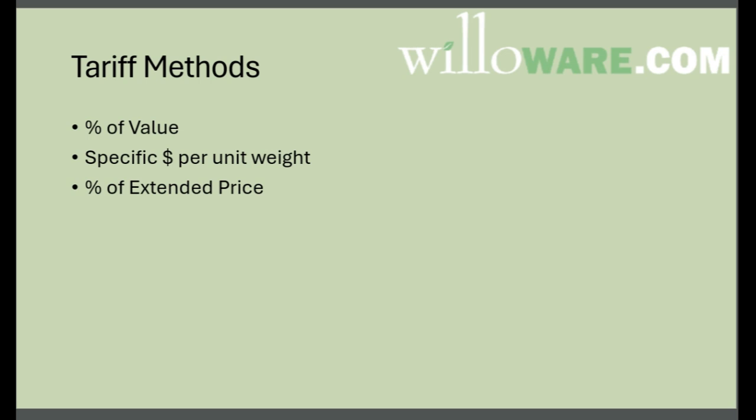There's a few different methods for how to calculate a tariff. There's percent of value, which is the cost of the item, so the actual cost or the standard cost. There's a specific dollar per unit weight, which we'll look at how this is calculated. It's actually just a specific dollar amount. And then there's a few different ways of how you can tweak the calculation to work for you. And lastly, percent of extended price.